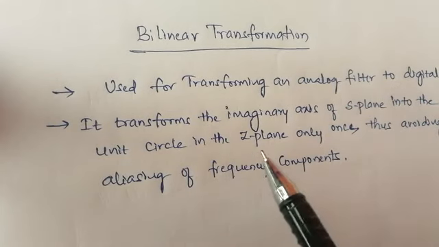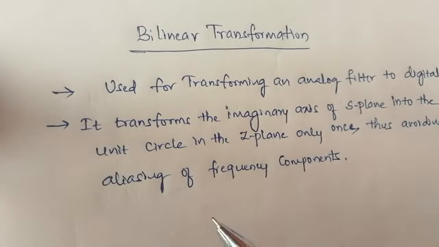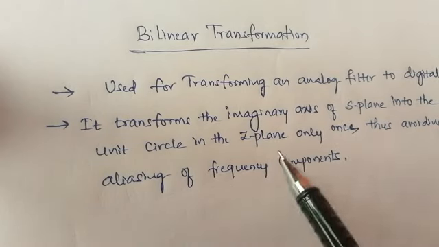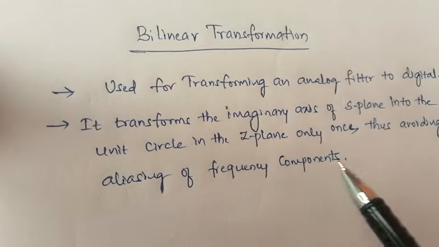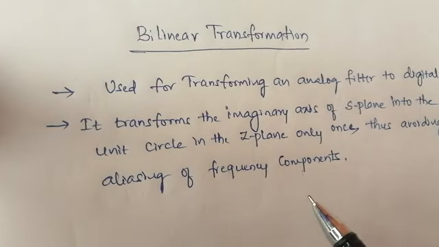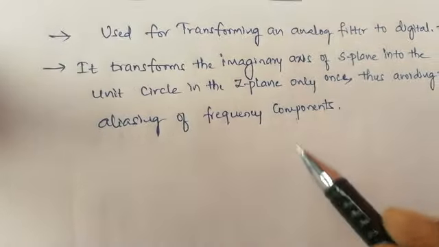It transforms the imaginary axis of the S plane into the unit circle in the Z plane only once. Thus, we can avoid aliasing of frequency components. In this mapping, all points in the left half of the S plane are mapped inside the unit circle in the Z plane, and all points in the right half of the S plane are mapped outside the unit circle in the Z plane. So let us discuss.